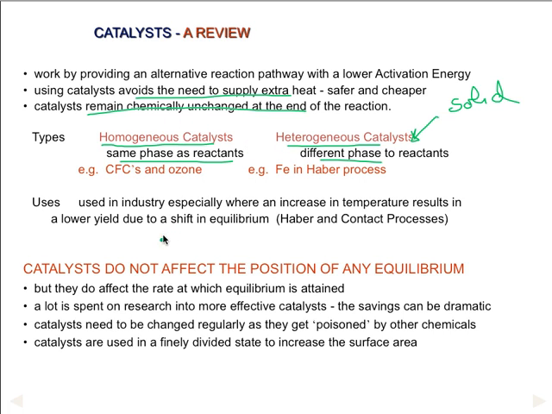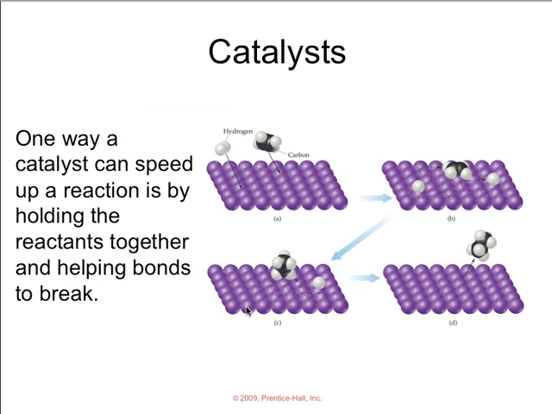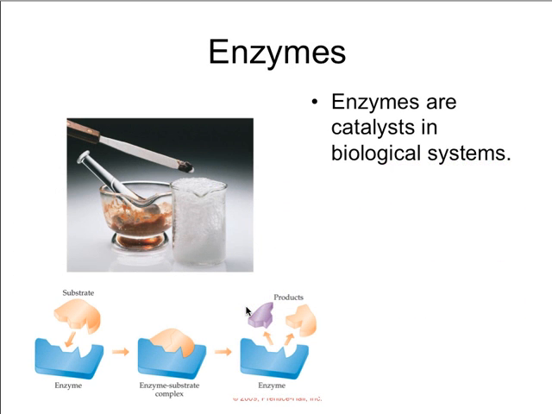Things to remember for the next unit, which will be equilibrium, is that catalysts do not affect the position of the equilibrium. They just affect how fast you will get to that equilibrium. Here's a picture of a way a catalyst can work. They hold the reactants together, and that speeds up the reaction. Enzymes are an example of catalysts in a biological system.